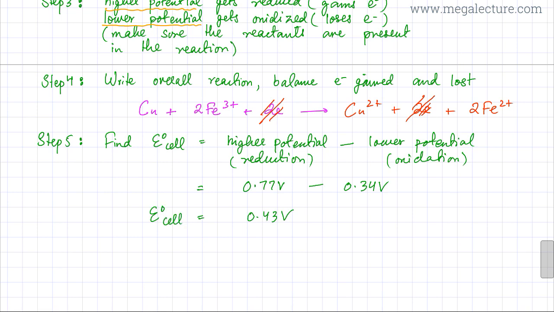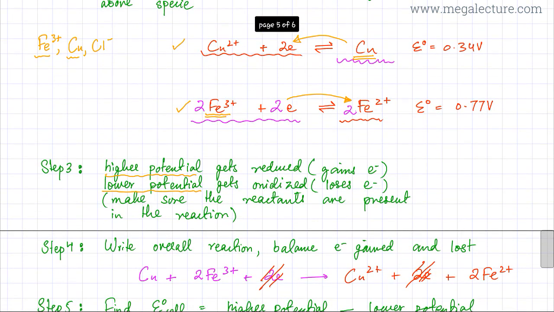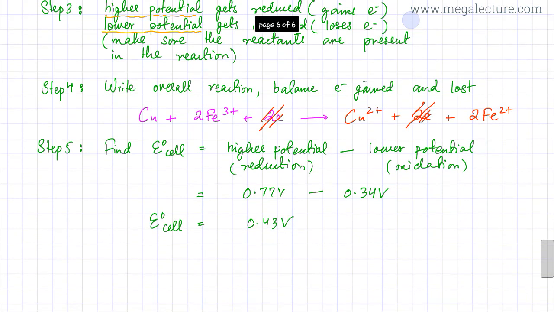And remember, the greater the E0 cell, the faster would be the reaction. That means the potential difference between the two electrodes is going to be very large. So electron flow would be faster and the reaction would be faster. So the higher the E0 cell, the faster the reaction is going to be.